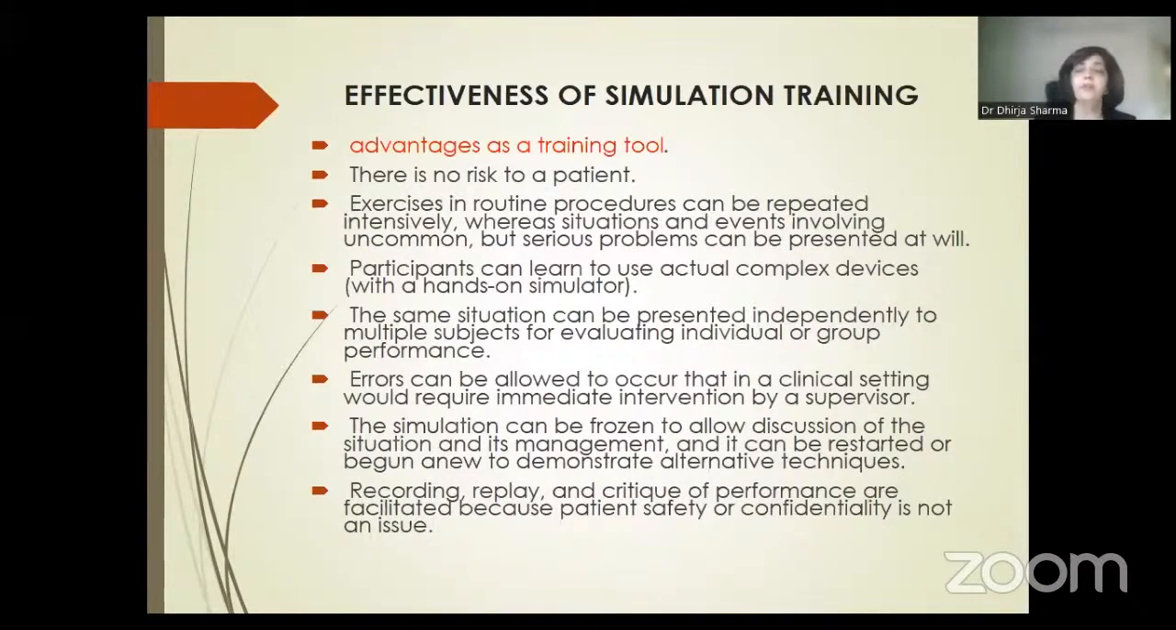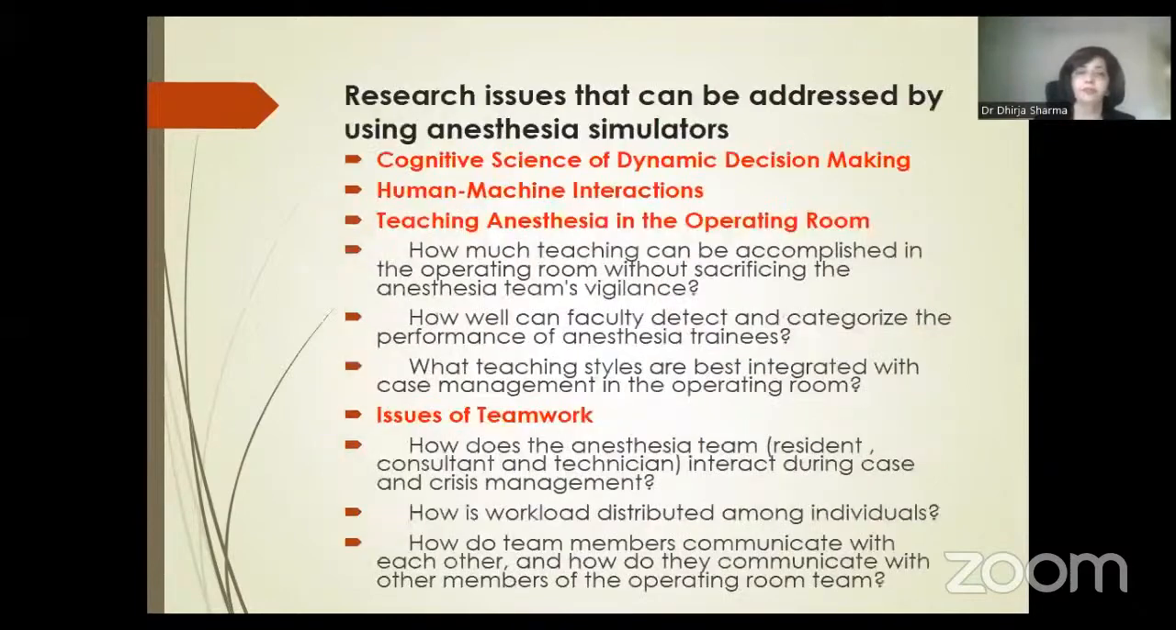Recording, replay, and critique of performance are facilitated. The research issues which can be addressed are for cognitive science and dynamic decision making in anesthesia, human machine interaction, teaching anesthesia in the OR. So, in the research, we can see how much teaching can be accomplished in the OR without sacrificing the team's vigilance. How well can faculty detect and categorize performance?